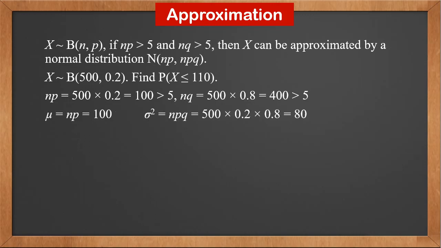So it's good. Next, mu is np, which is 100. Sigma squared is npq, which is 500 times 0.2 times 0.8. It is 80. Therefore, we get a normal distribution Y with mean 100 and variance 80. Now P(X ≤ 110) is approximately P(Y ≤ 110).